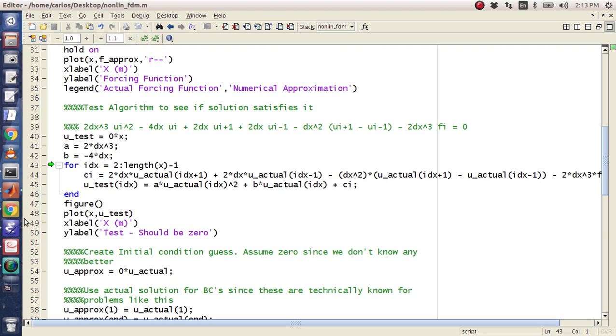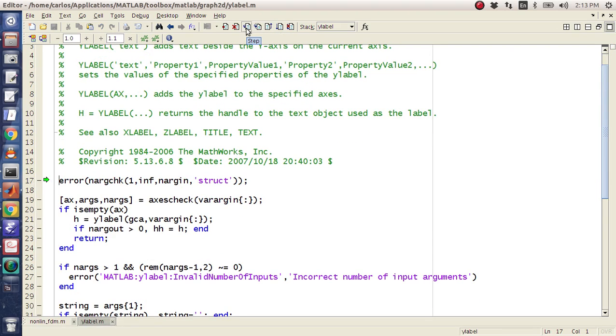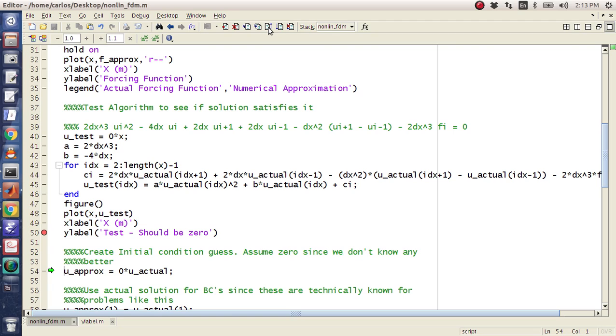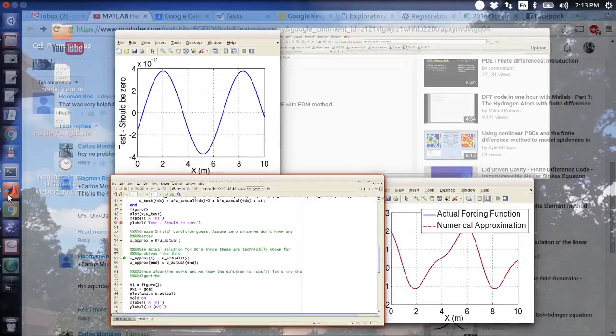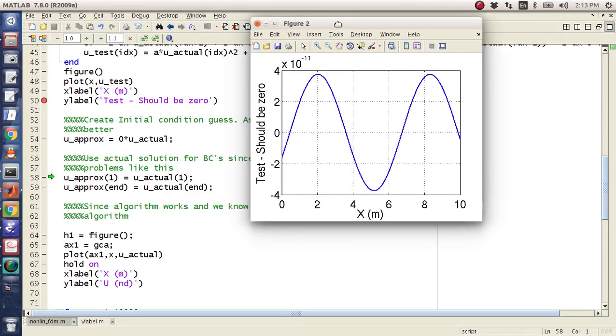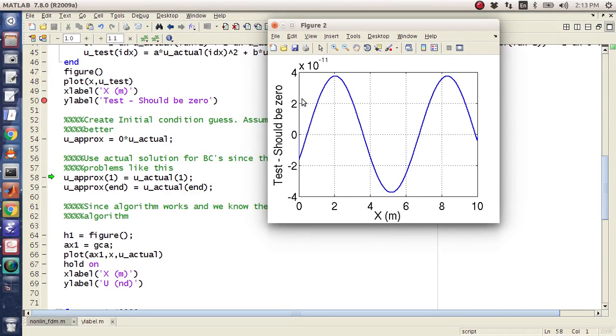And so I ran through here, hit continue. Whoop. Oh, I did not want to do that. How do I step out? Step out. Okay, good. Here we go. So then, did I plot that? So then there should be another plot. Here you go. And so here is the test that I did. It should be 0, and it is.